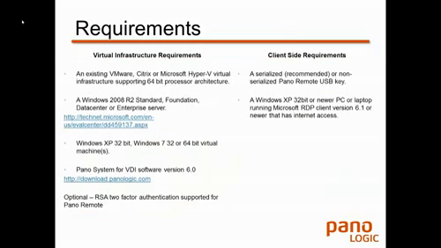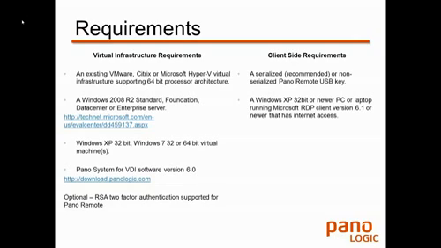Pano Gateway installation requirements. Virtual infrastructure requirements: an existing VMware, Citrix, or Microsoft Hyper-V virtual infrastructure supporting 64-bit processor architecture; a Windows Server 2008 R2 Standard, Foundation, Enterprise, or Datacenter operating system; Windows XP 32-bit, or Windows 7 32 or 64-bit virtual machines; Pano System for VDI, software version 6.0; and optional RSA two-factor authentication supported for Pano Remote connections.